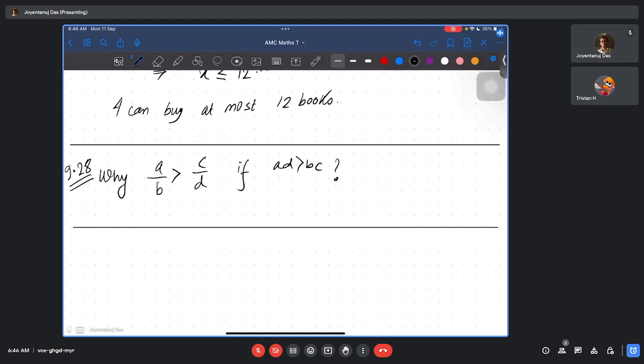What is the smallest positive integer that has a square root that is greater than 10? What will be that? 101. Right.